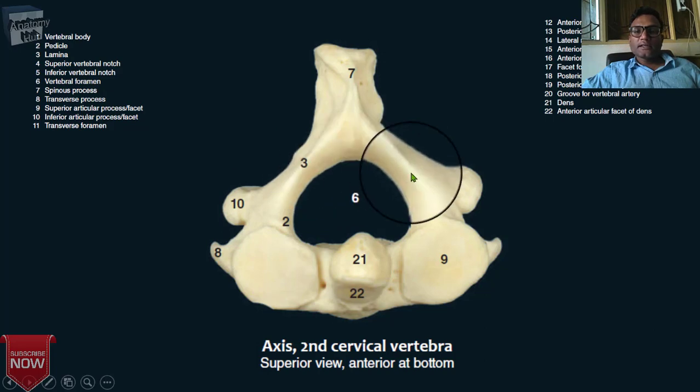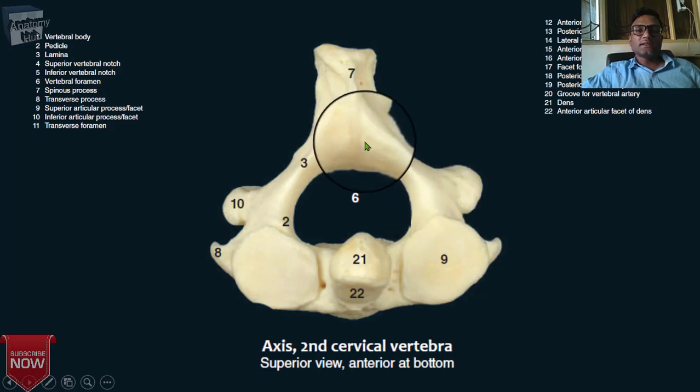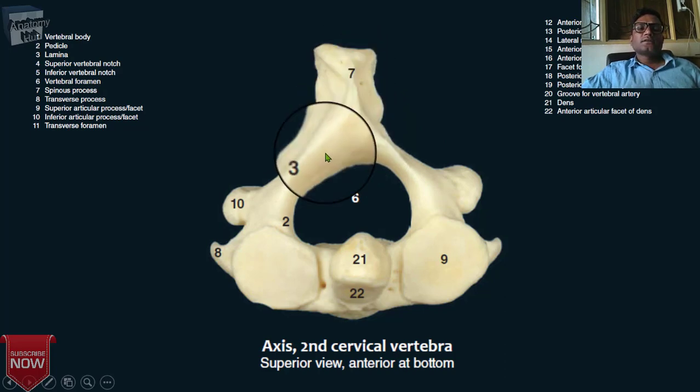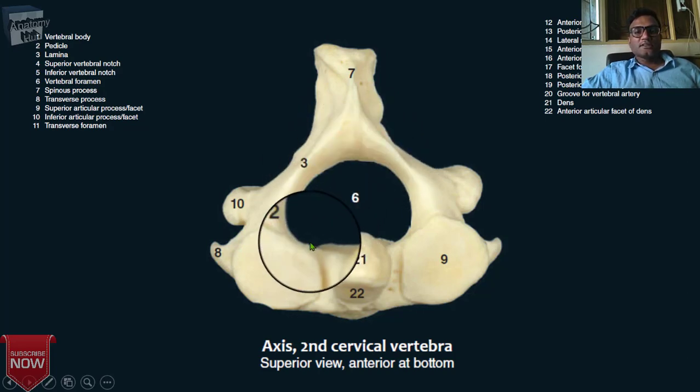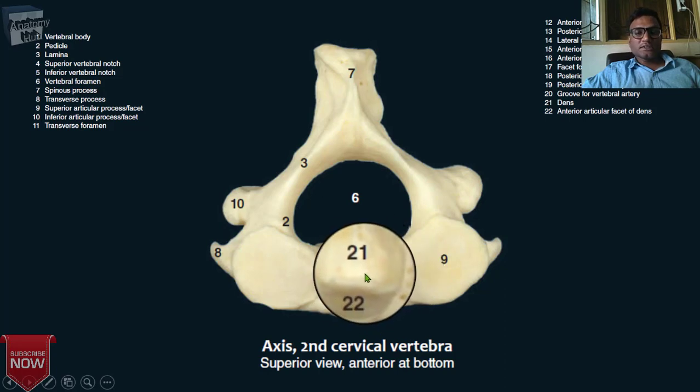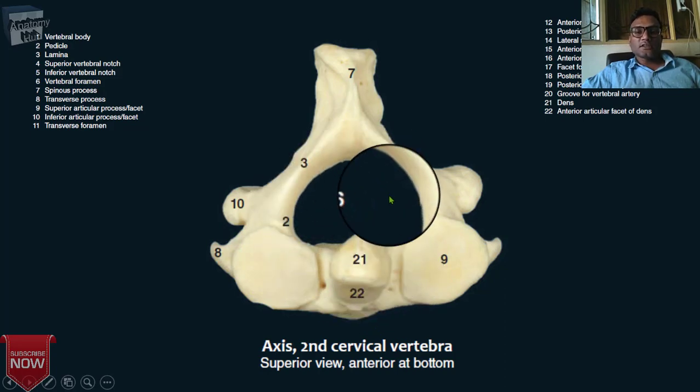On both sides you will find the lamina. This lamina runs backward and medially, and both the laminae unite together over here and form the spinous process, and also form the posterior arch. And this is the body of the vertebra, and the odontoid process. All this forms a circle over here as a foramen. So this foramen is the vertebral foramen.